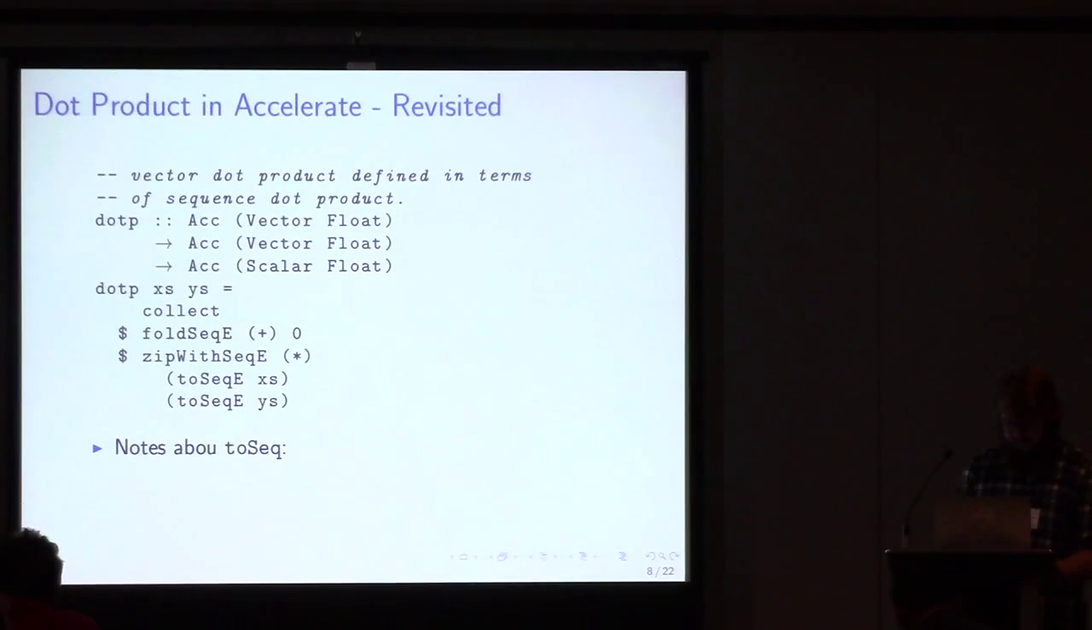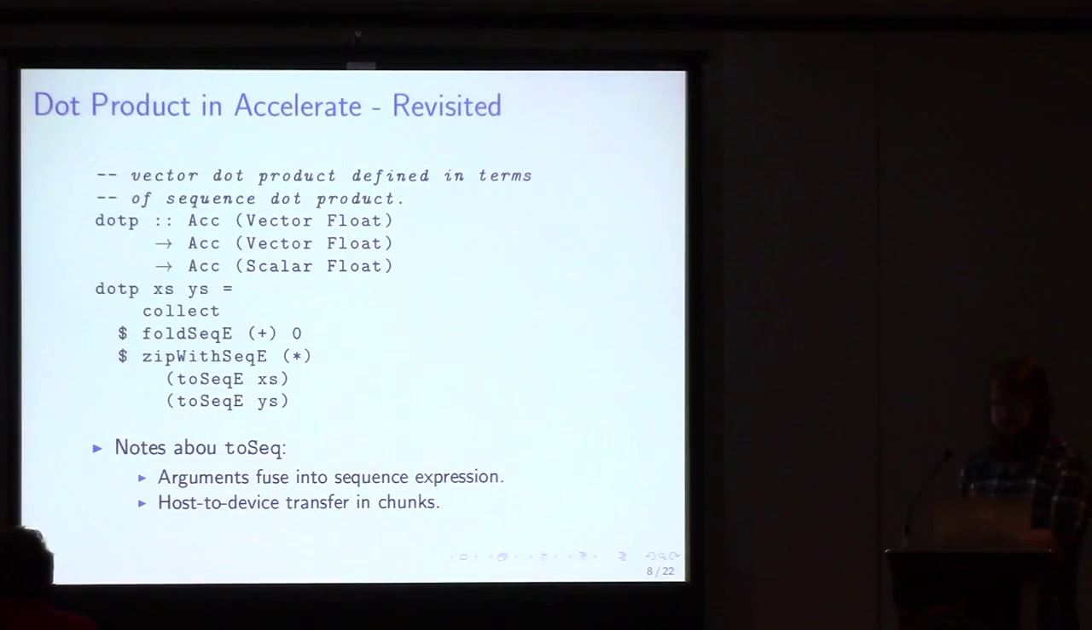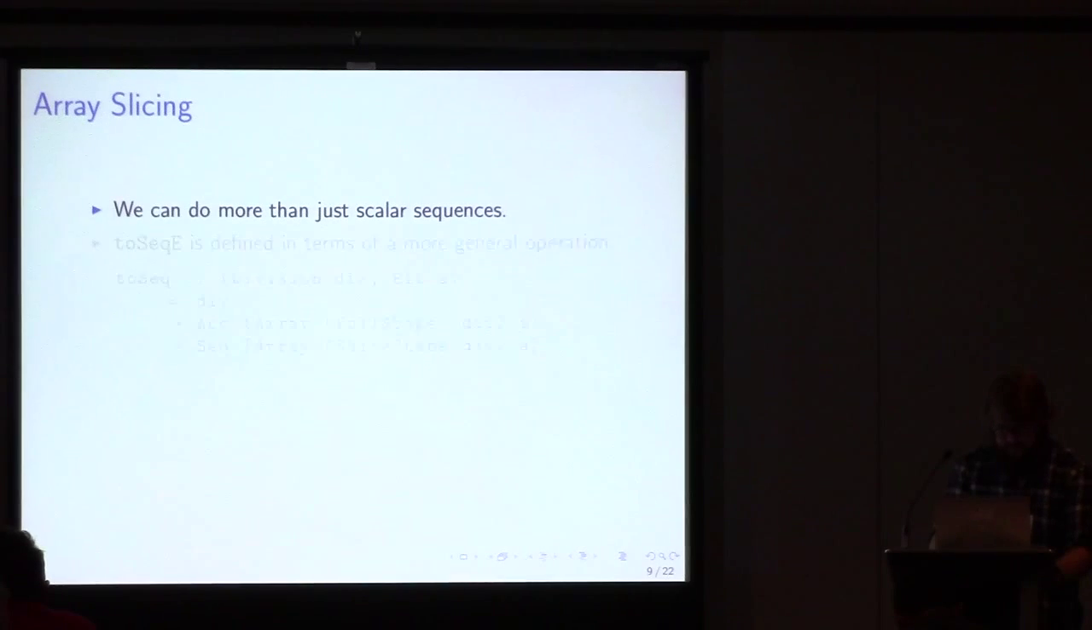A couple of things to note here about the toSeq. First of all, the arguments are amenable to fusion. So if, let's say, you pass something as xs that is fusible, that might go in and fuse into the sequence expression, so you don't actually have to manifest the input. That's nice. And the other thing is that if it lives on the host, like if it's the result of use, if you know Accelerate, then it will be transferred in chunks, so you don't manifest it there either. Okay. So we can do more than just work on scalar sequences, which I'll show now.